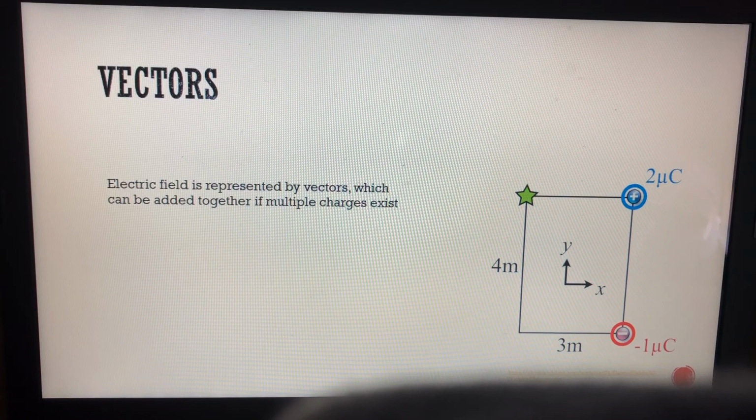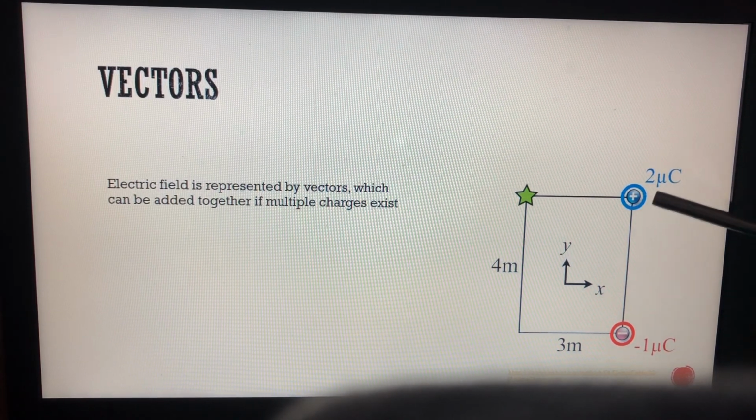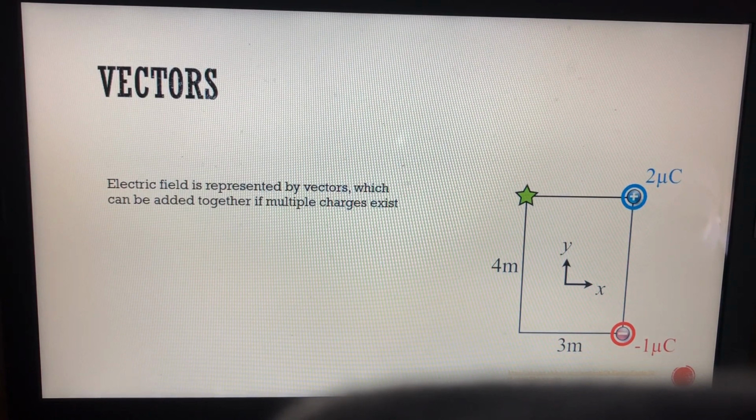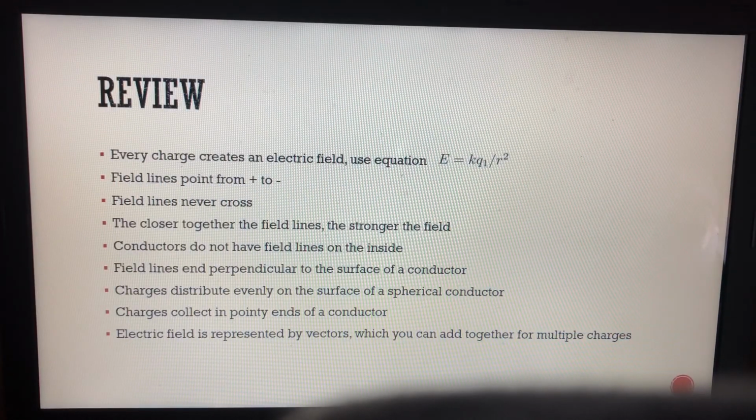Let's talk about vectors now. Electric fields can be represented by vectors. This is especially useful when you're solving problems that involve multiple charges that create multiple electric fields. Vectors, as you know, can be added together using a bit of trigonometry. For example, you could calculate the electric field that this green star is experiencing due to the 2 point charges here and here. You would do this using the equations that I showed you at the beginning of the video and then adding the vectors.